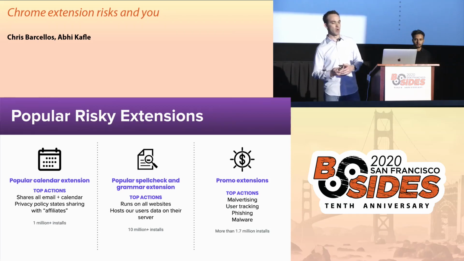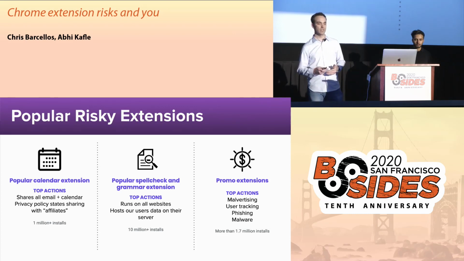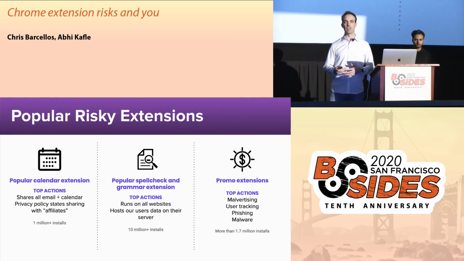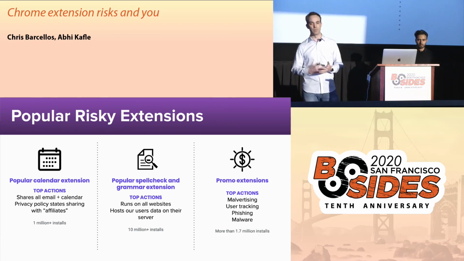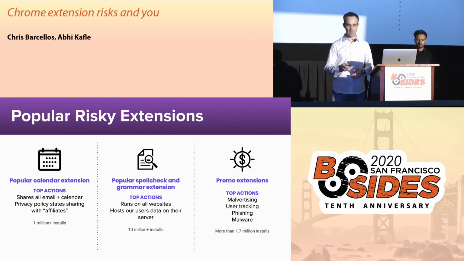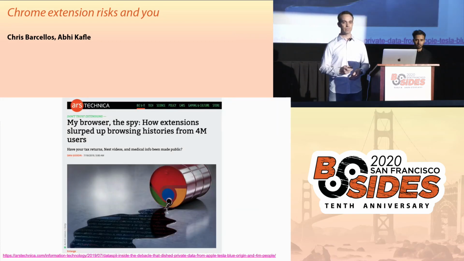Another area is promo extensions. These are sometimes installed maliciously and sometimes by the users. These can be used for things like getting coupons or promos on different websites. But sometimes these tools can do things like ad tracking, malvertising, phishing, malware, and things like that. And these are very, very common. There's millions of installs on these.